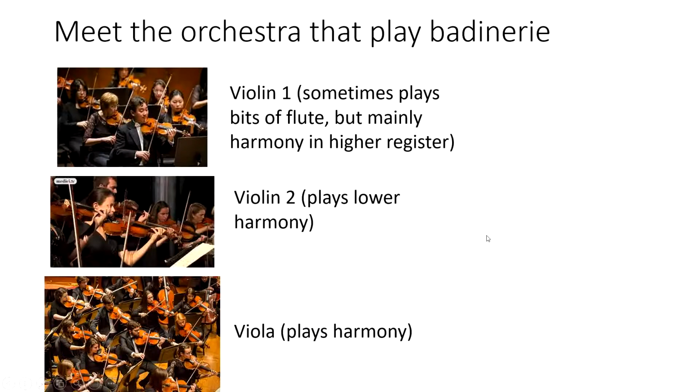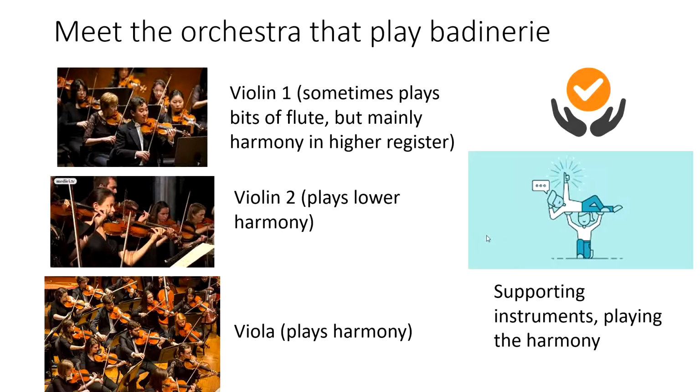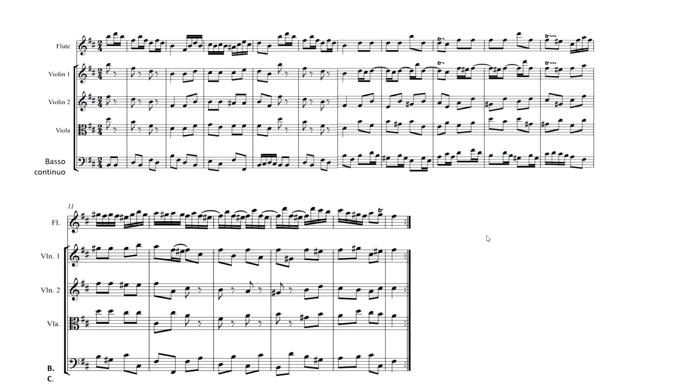Now, if we were to describe these roles in a corporation, we would describe them as supporting. It's a supporting role, and a really important role it is in making sure that it supports the main interest, which is the melody, and of course it sits on top of that really strong bass line supplied by the basso continuo. So these are just playing the harmony, they are supporting instruments. Now once again, how would they sound and why are they classed as supporting? So let's have a listen.